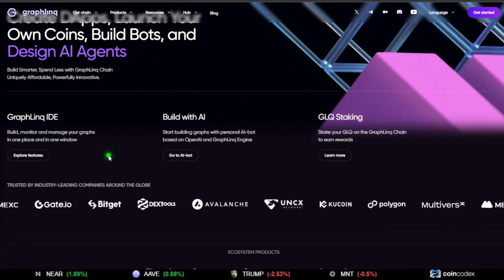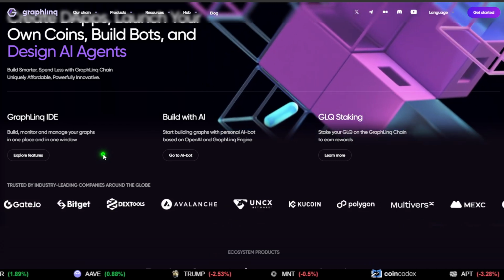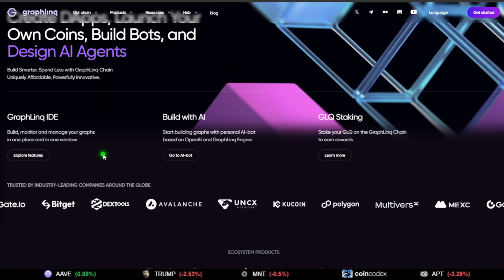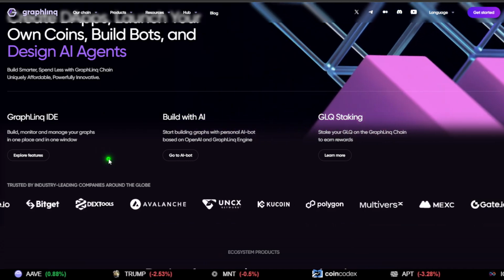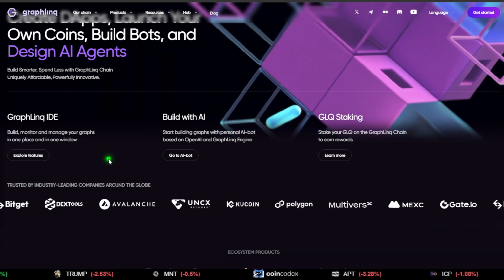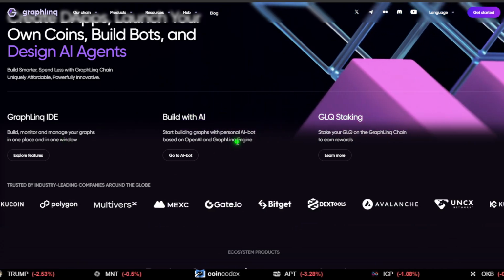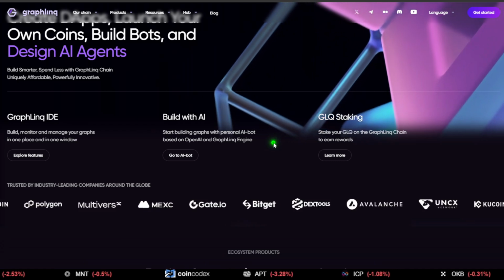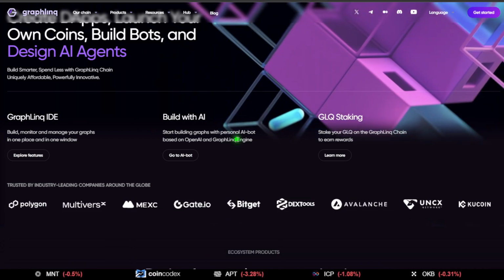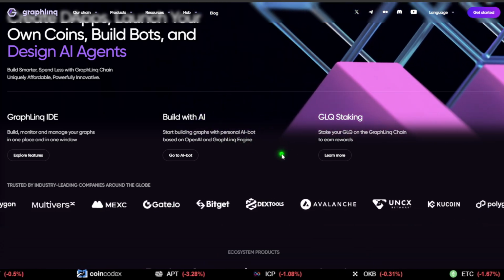A drag-and-drop IDE, which is an integrated development environment that allows programmers or developers to create applications without knowing syntax, allows a lot less friction for the everyday individual to create an agent or some sort of bot. Okay, so that's interesting there. Now, build with AI. Now you get an AI agent type of assistant that allows building graphs with personal AI bot based on OpenAI.